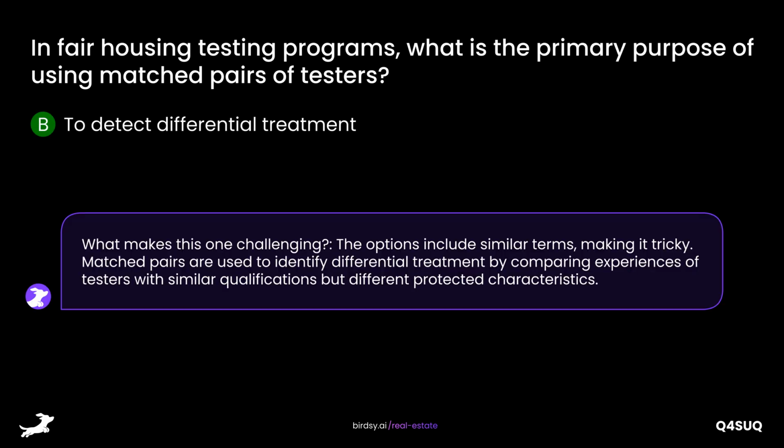What makes this one challenging? The options include similar terms, making it tricky. Matched pairs are used to identify differential treatment by comparing experiences of testers with similar qualifications but different protected characteristics.